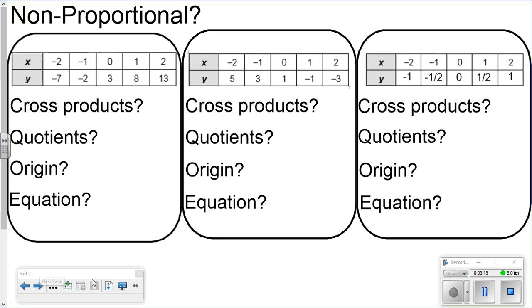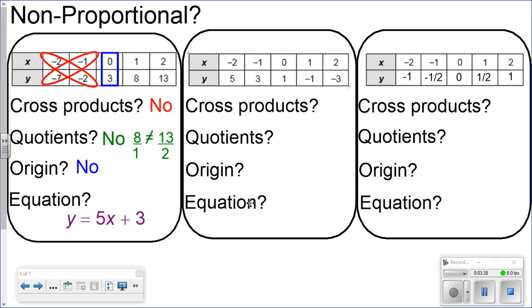So let's look at these three examples and decide. Is it proportional or non-proportional? So at this one, are the cross products equal? No. Are the quotients equal? No. Does it go through the origin? No. What's our equation? Y equals 5x plus 3. I've got this plus 3 here, so that means it's non-proportional.